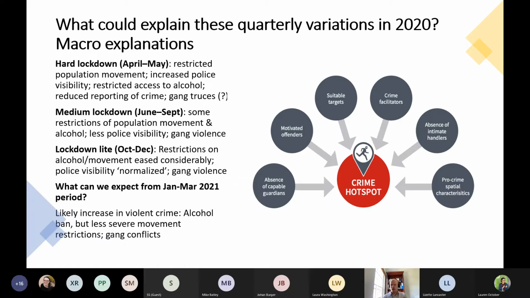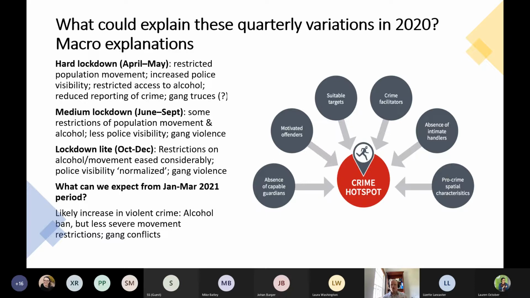There is access to alcohol, but it's still restricted and controlled. You can't get it when you want it. There is police visibility, but a lot less. So the police aren't having to enforce the sort of stay-at-home rule. But we are seeing an uptick in gang violence. Not at the levels that we've seen previously, but certainly we're seeing reports of gang violence.